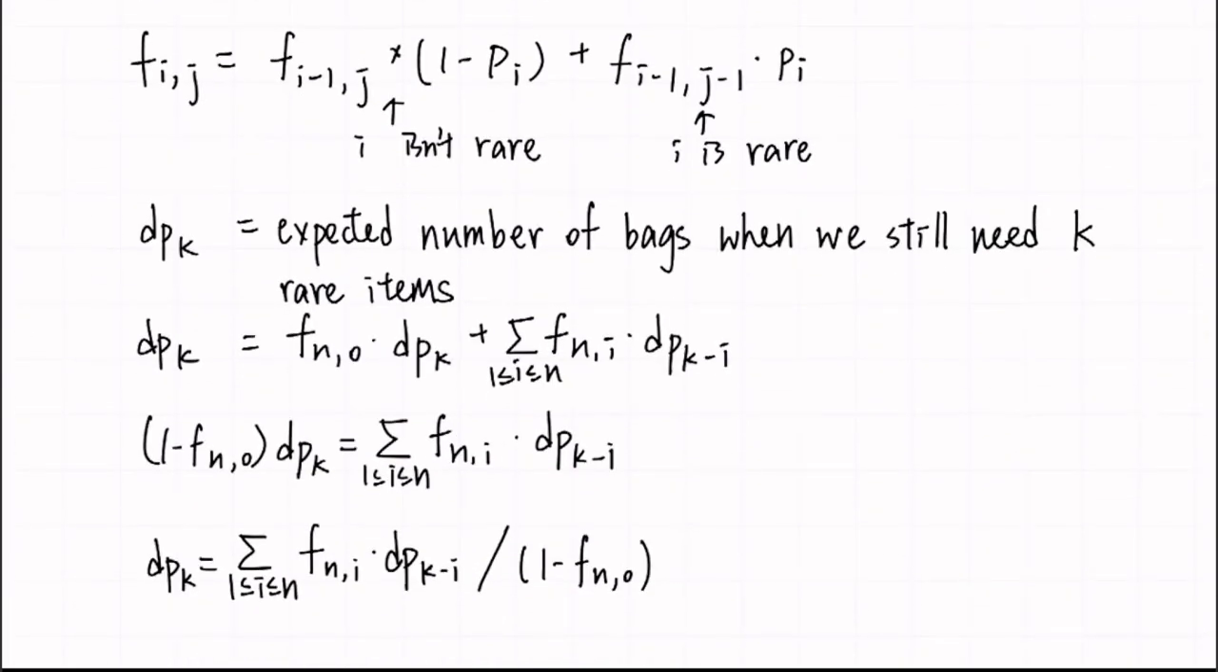And we create another DP, which is the answer that we want to compute. So dpk will represent the expected number of bags that we still need to open when we need k rare items. And dpk would transition like this.